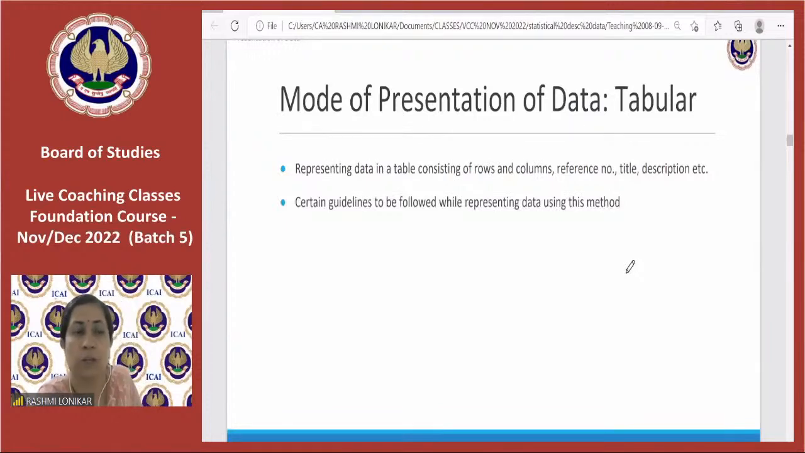So the most commonly used form, and especially for you in terms of exams, is the tabular form of data. In this, we will form a table. There will be rows and columns. We will give names to the rows and columns, and there will be a title, and a description of what we are going to put in the chart or in the table. So these are guidelines you should follow while making a table. Let's see what those are.